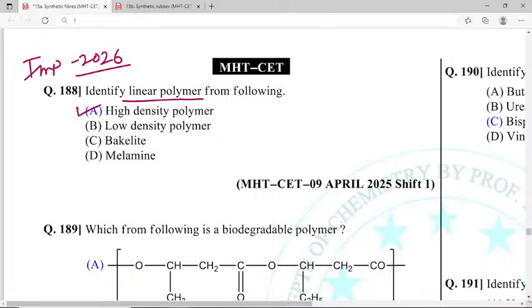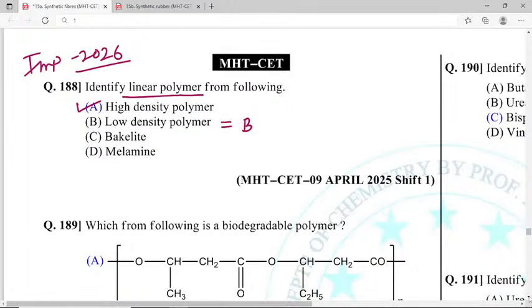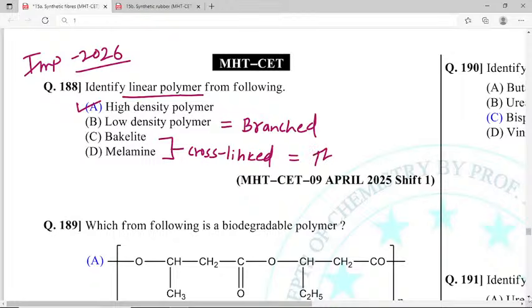High density polythene is linear. Low density is branched. These are branched polymers. Bakelite and melamine both are cross-linked, and cross-linked polymers are thermosetting.